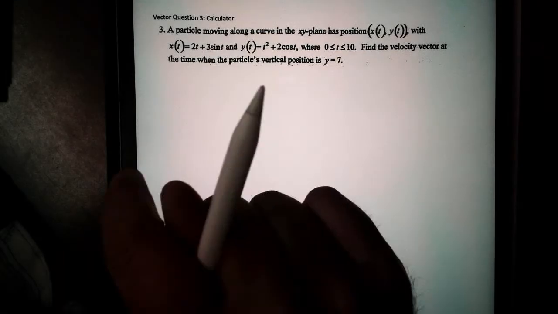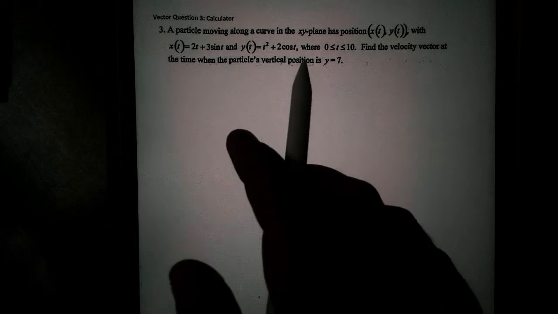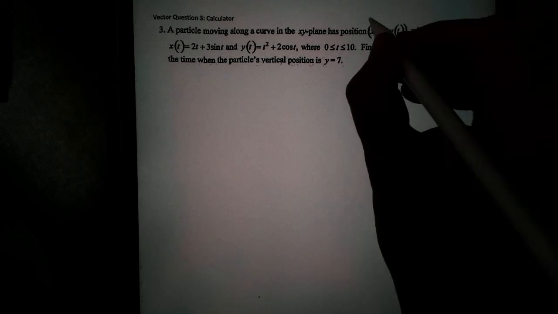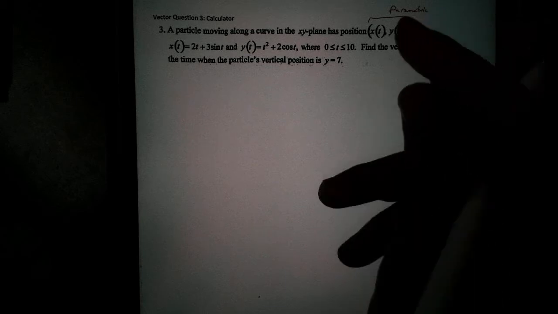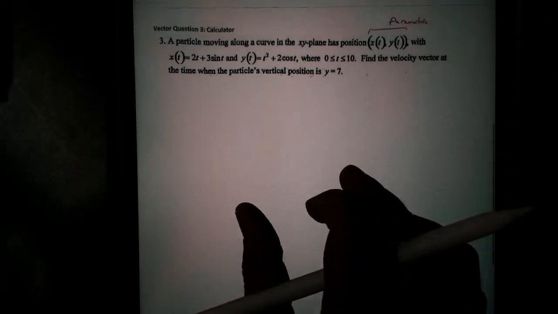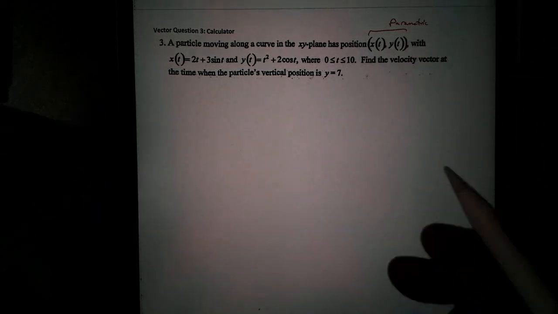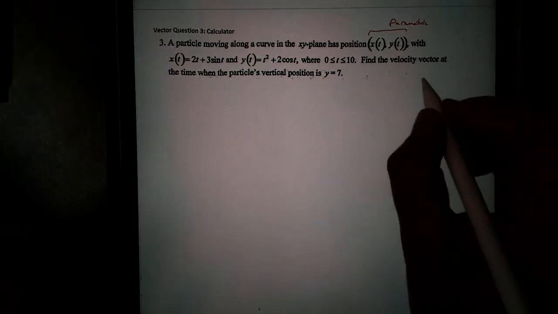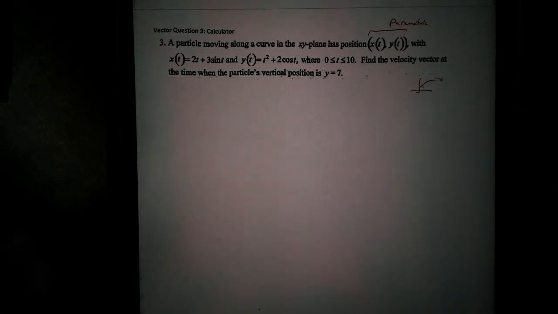In this example, this is a calculator question, and it tells us that a particle is moving along a curve in the xy plane and has the following position, x of t, y of t. Again, these are going to be given as parametrics in terms of t, where x and y can act independently from each other. And we like to use parametrics with vectors because remember, a vector, a parametric, gives us position, and if we graph a parametric over time, we can get direction.